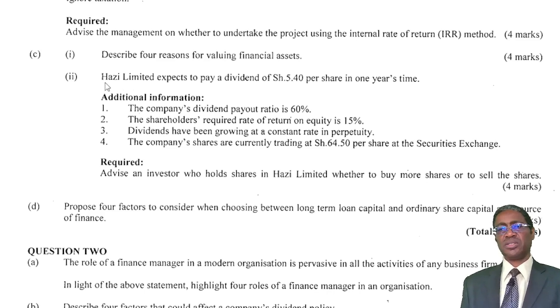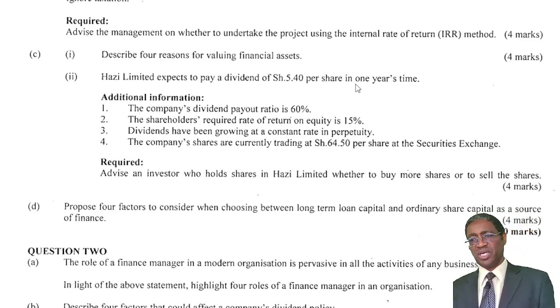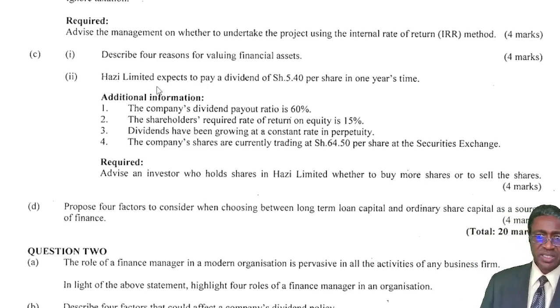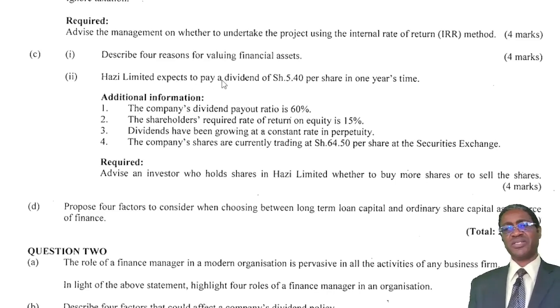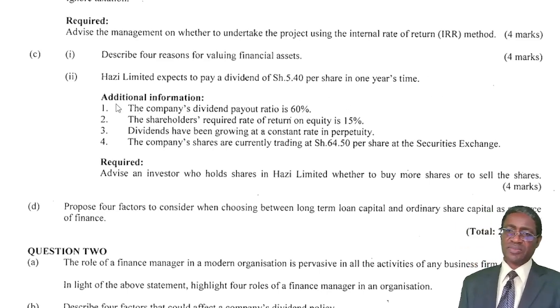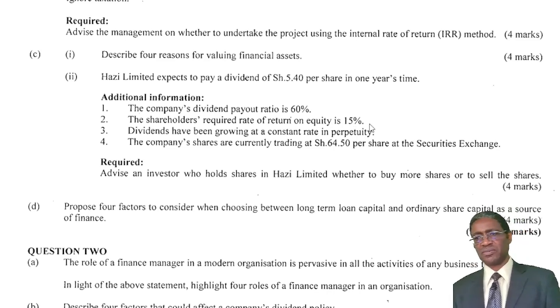It says, Hazi expects to pay a dividend of 5.4 per share in 1 year's time. Hope you are getting there. Expects, not that they have paid, expects to pay a dividend. They expect to pay 5.4 per share in the next 1 year. Additionally, the company's dividend payout is 60%. The shareholders' required rate of return on equity is 15%.